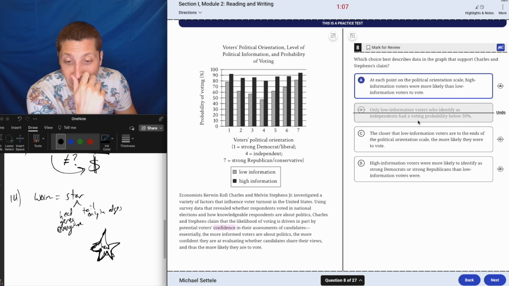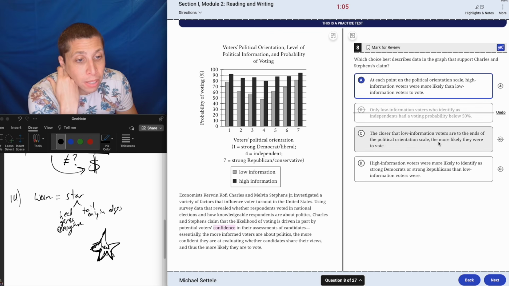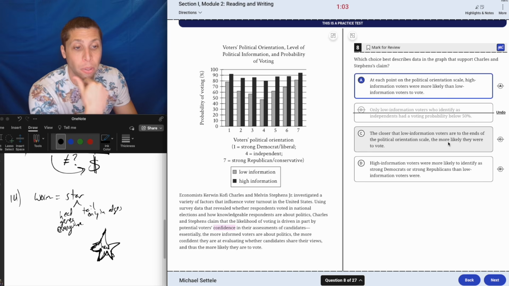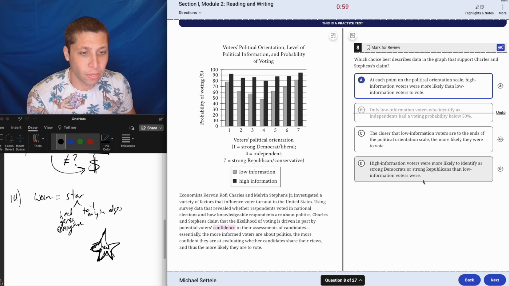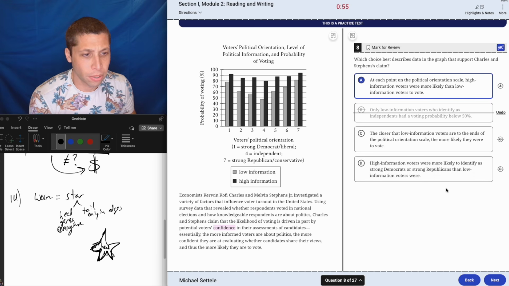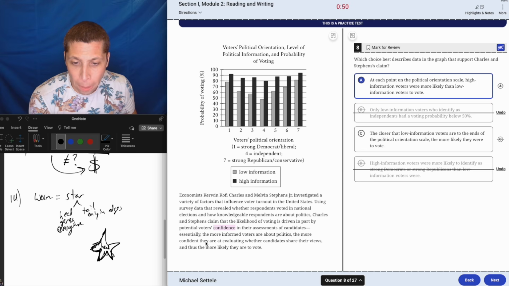Well, we're trying to compare low and high, I would think. The closer that low information voters are to the ends of the political scale, the more likely they were to vote. Okay, sure. High information voters were more likely to identify as strong Democrats or strong Republicans. We don't know that. Right? So at each point, right? So the more informed voters are about politics, the more confident they are valuing their other candidates. Yes, the more likely they are to vote. Each point, high information voters.